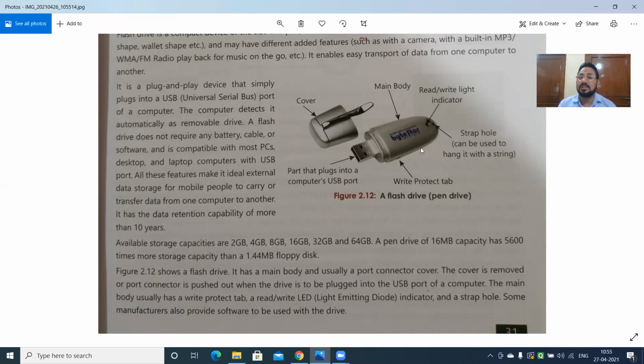This is the main cover. This is the body. This is the read-write light. When you attach it, the light is on. Normally it's not an essential part because many pen drives have no lights, but still they work. Then it has a strap hole that can be used to hang it. That's also something some pen drives have, and some have not.